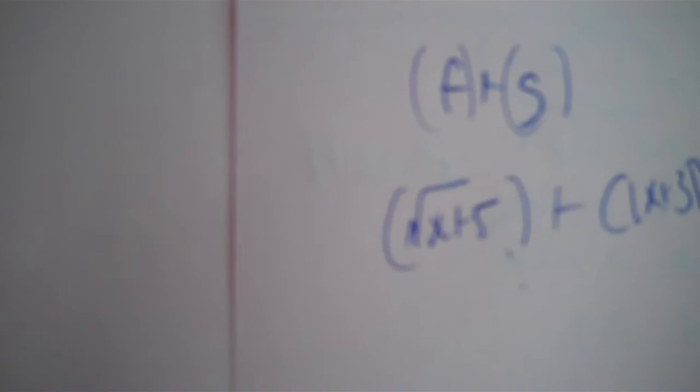Now if you have a square root and an absolute value, you actually can't add anything. So you just take away the parentheses and simply write the square root of x plus 5 plus the absolute value of x plus 3. Now for the domain.